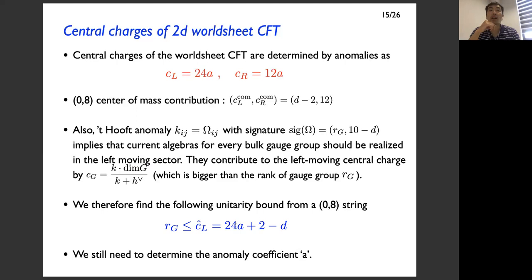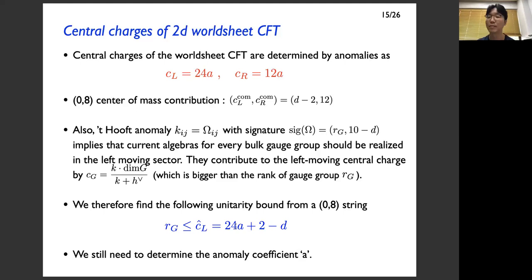For example, in the previous case, like the heterotic string case, we have just 16 fermion modes. They basically form a current algebra for E8 times E8 or SO(32). And the right moving sector is empty. It contains only the center of mass degrees of freedom.